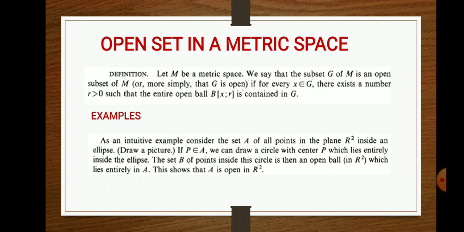Example: you consider the plane R2. In that R2, take the set A of all points inside an ellipse. In this ellipse, you can take any point, and with that point as center, you can draw a circle which lies in the ellipse. If P belongs to A, we can draw a circle with center P which lies entirely inside the ellipse. The set B of all points inside the circle is an open ball which lies entirely in A. Therefore, A is open in R2.